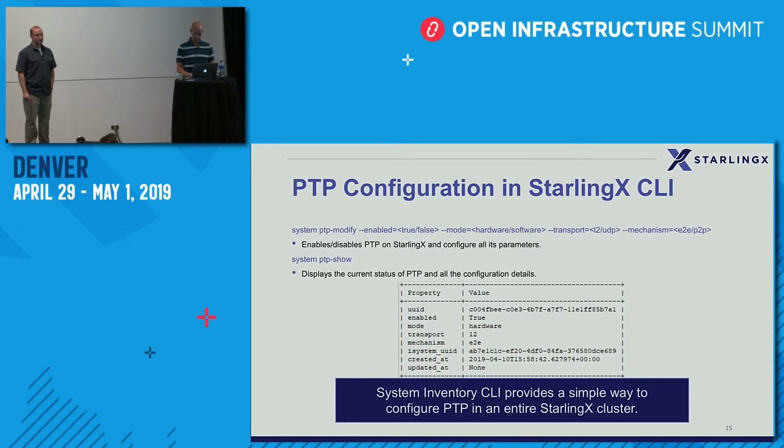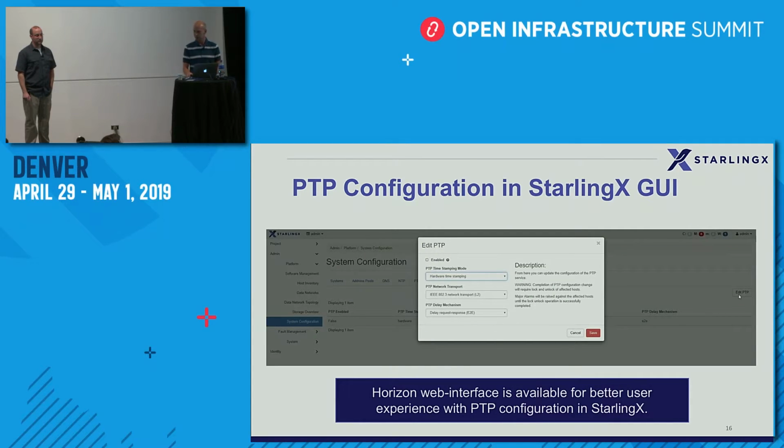And to make it even easier, we have a StarlingX GUI interface. It's the Horizon web page, which allows you to do a couple of clicks, select all the needed information, enable PTP, and that's it. Everything is done automatically after that.